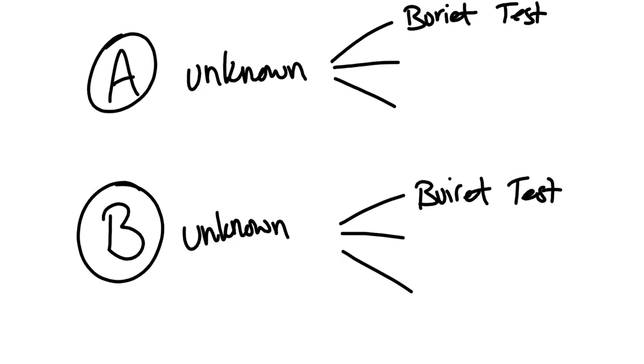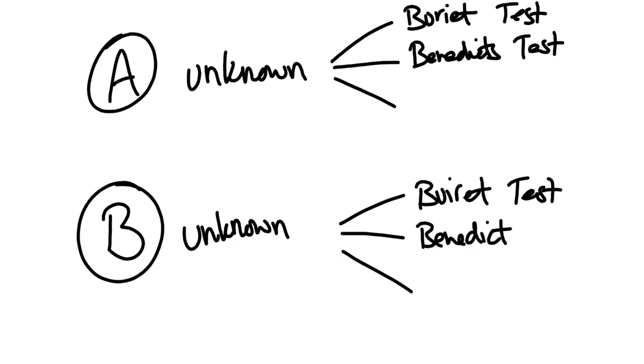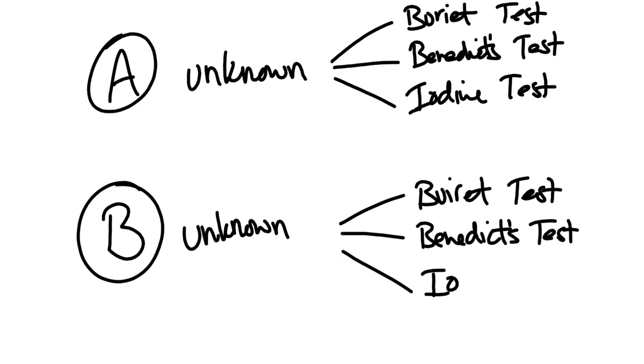And then you'll have your Benedict's test for testing for glucose. Now, the Benedict's test can test for other sugars other than glucose, but for this class, we're just going to be using it to test for glucose. And then lastly, we have our iodine test to test for starches in both solutions A and B.